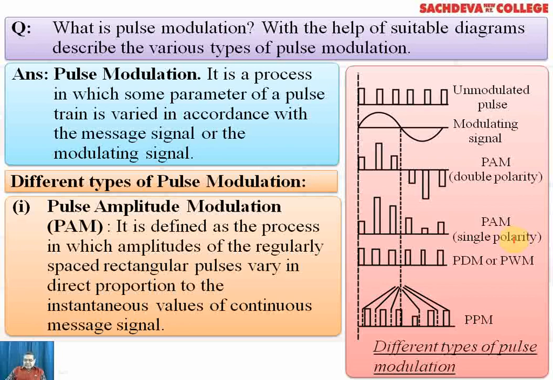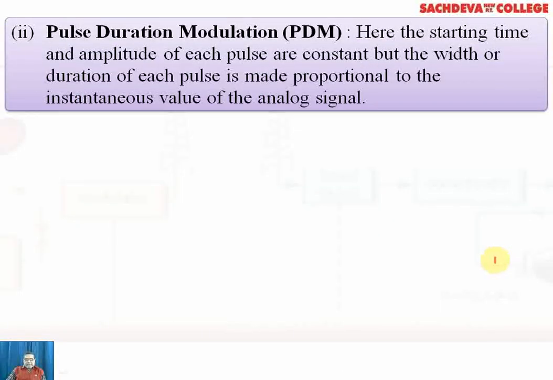And the next figure is PDM or PWM. So these are the different types of pulse modulation. First we discussed only PAM, that is pulse amplitude modulation. The next one is pulse duration modulation. Wherever PDM is referred to, it is the pulse duration, so time is controlled. It is time-bound modulation. Here the starting time and amplitude of each pulse are constant, but the width or duration of each pulse is made proportional to the instantaneous value of the analog signal.